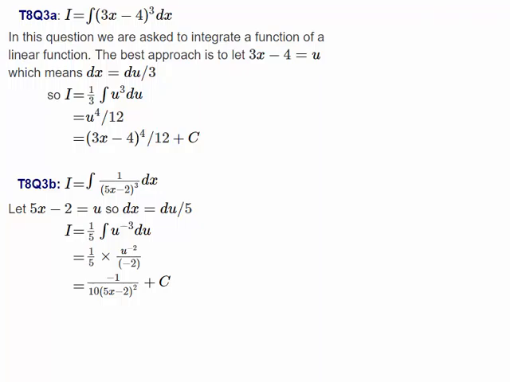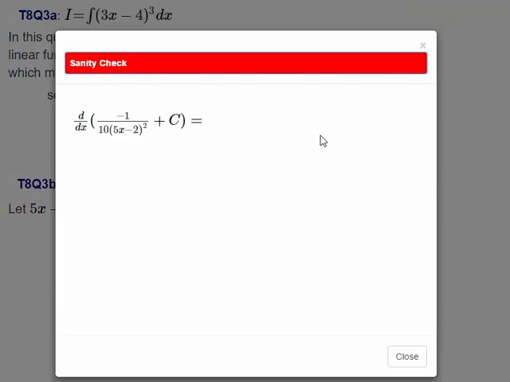For the sanity check, we're going to differentiate −1 over 10 (5x − 2)⁻² plus a constant. Well, to make it easier on ourselves, let's take the (5x − 2)² onto the numerator. The constant of integration will disappear. To differentiate, we multiply by the power and then reduce the power by 1. We'll get −2(5x − 2)⁻³ divided by 10, and then we have to multiply by the derivative of the linear factor, which is going to be 5. That's where that 5 comes from.